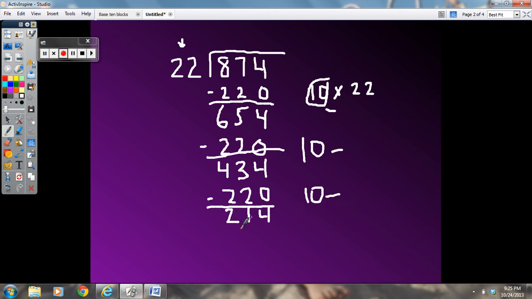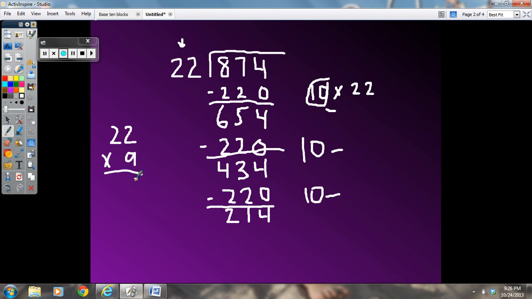But I'm not done, because I have 214 blocks left, and I still can make groups of 22. In this case, I can't make 10 groups of 22 the way I was doing for the previous steps, because 10 groups of 22 is 220, and I only have 214 blocks that I'm working with. I can tell that's very close. So what I'm going to do is see how many blocks would be used if I was making 9 groups of 22 instead of 10.